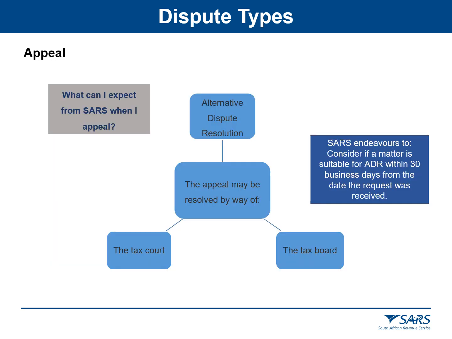What can I expect from SARS when I appeal? So you have the ADR process, which is your alternative dispute resolution. The appeal may be resolved in one of two ways, either by tax court or by the tax board. SARS endeavors to consider if a matter is suitable for the ADR process within 30 business days from the date the request has been received.